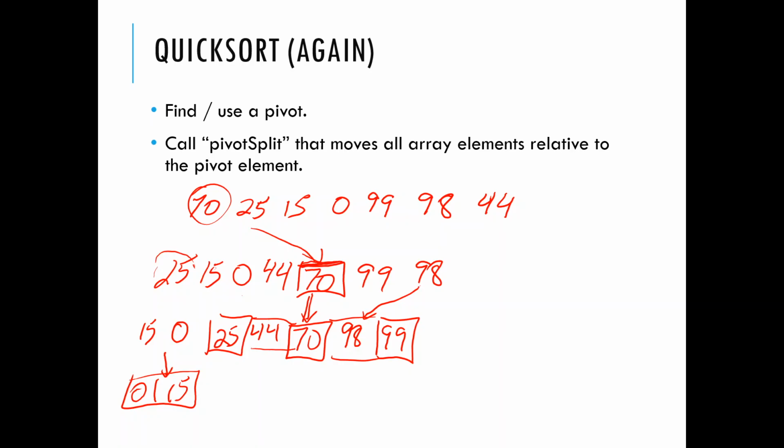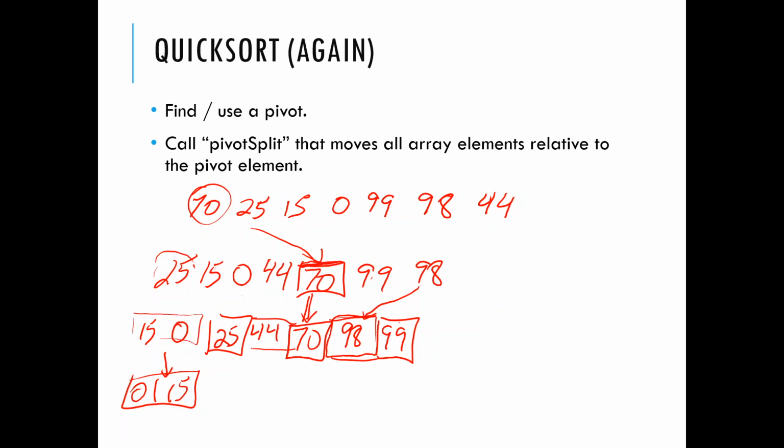For the 99 and the 98, I'm going to choose my 99, plop it down, and then say, where does this 98 go? As soon as I have only one element in one of these buckets, I know I'm done. It's in the right place. Every time I have more than one element in one of these buckets, I know I have to do a quicksort algorithm.